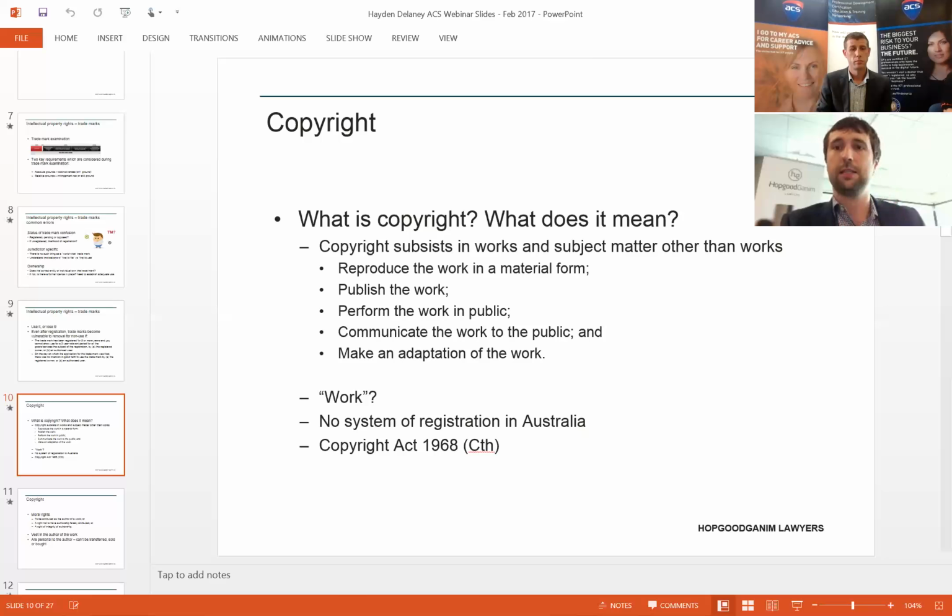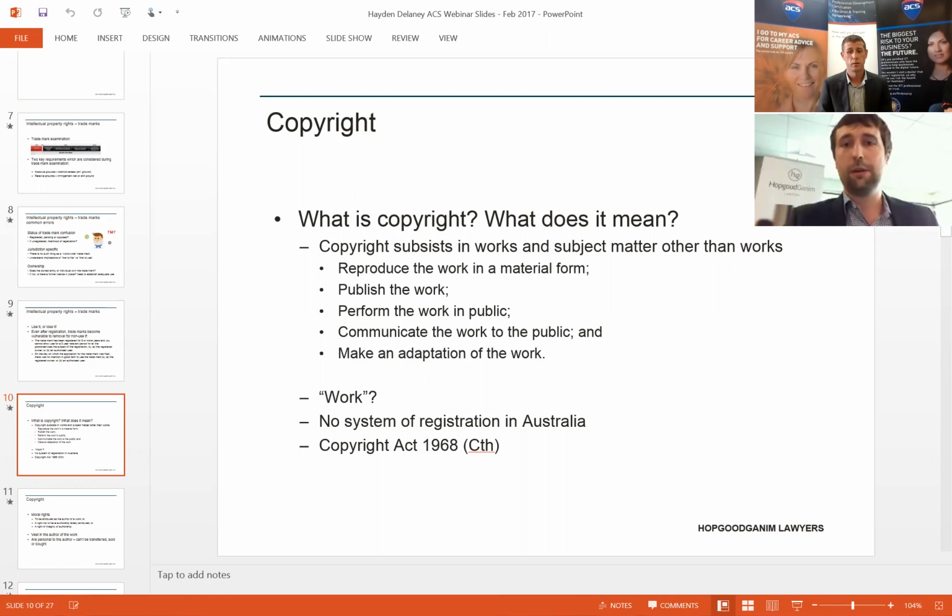You reduce that idea to a material form. So, for example, you put it down pen to paper, or you type it on a document. You're creating source code and software. You're doing the storyboard for a UX design or something like that. All of these things are, you've had an idea and you've reduced it to a material form. Copyright subsists in it at that point.